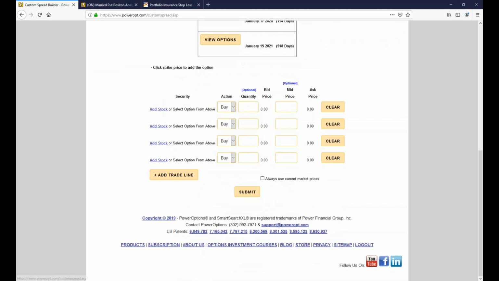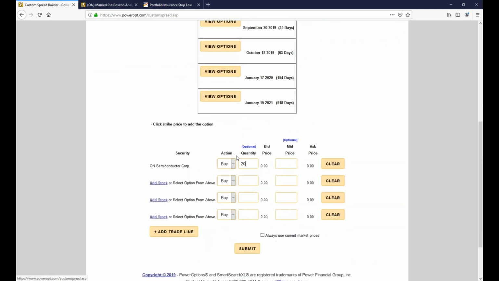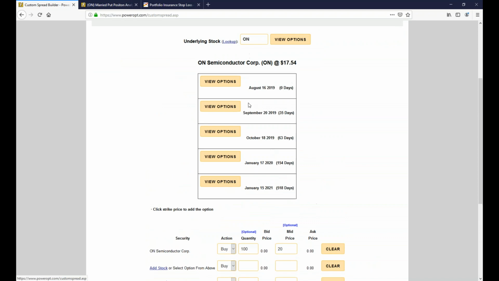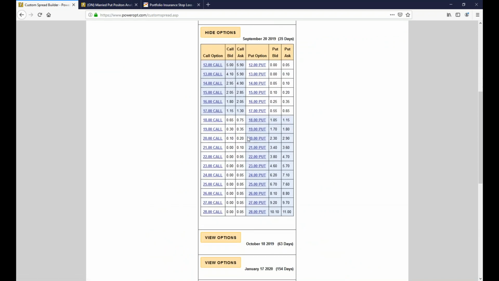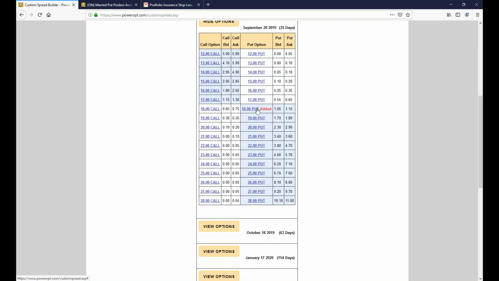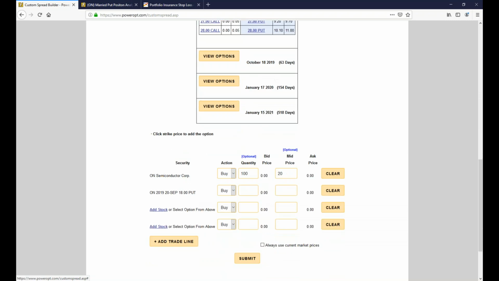Okay, so let's say I'm in ON at 20, and we're at $17. Not 20 contracts, 100 shares at 20. Or even if I'm just anticipating the stock coming back, and I go out to September because I have to, and I sell, where am I at now? It's 17. Ugh. Well, it's possible, but I don't like it. All right, I can't do that.